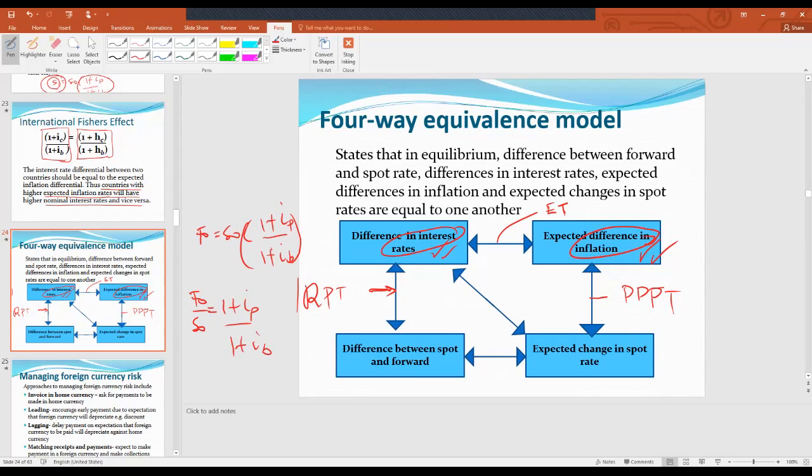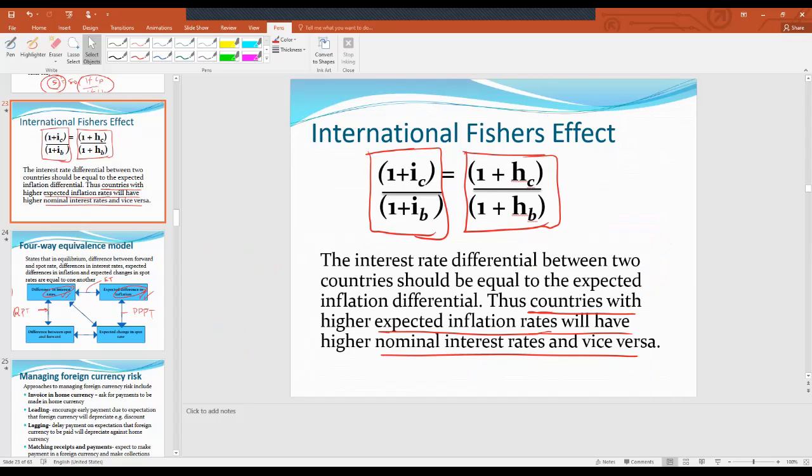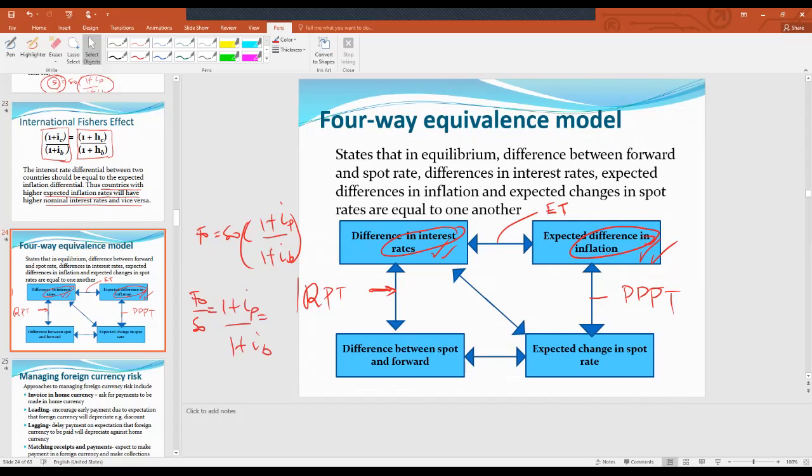If you remember, this is also equivalent to, let me take you back to the international Fisher equation. We have it here, so let's bring it here. Is equal to therefore 1 plus 1 plus. Let me just rub off some things here.